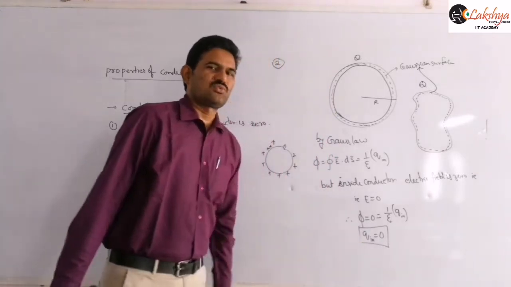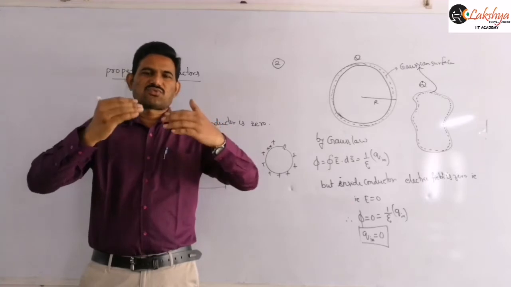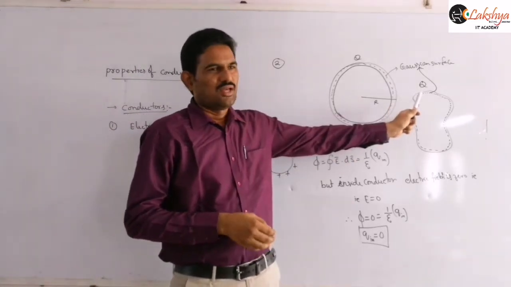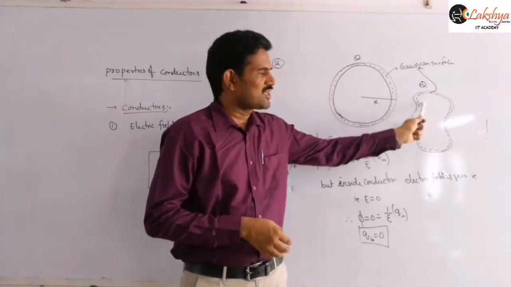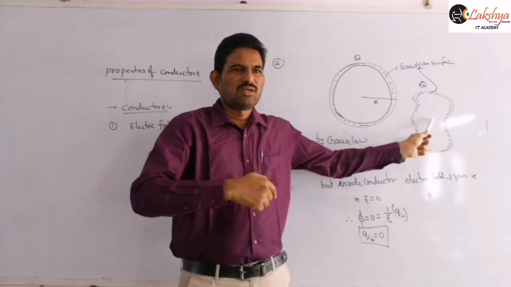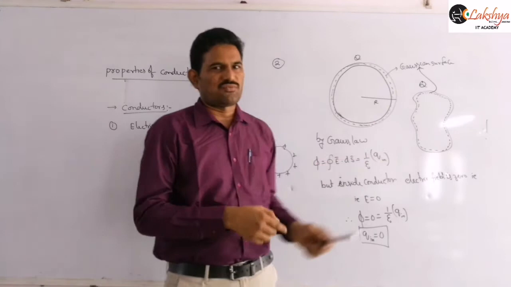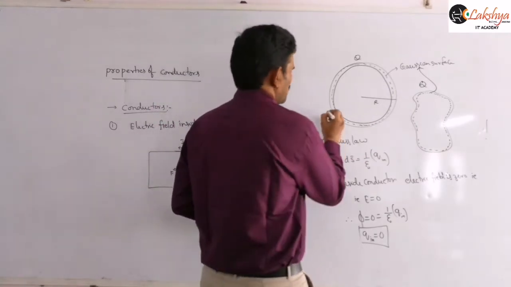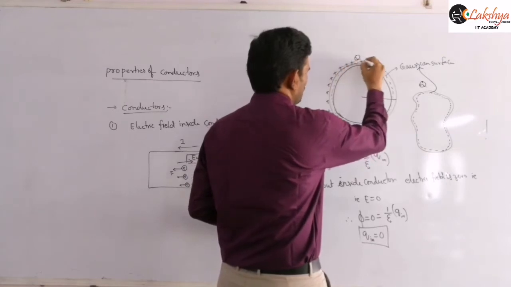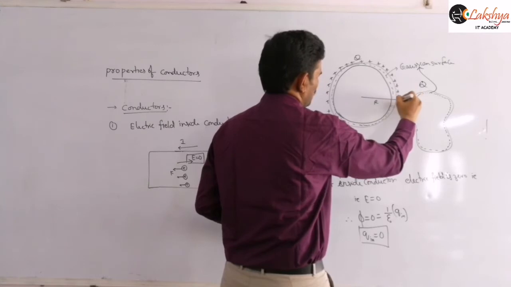Charge enclosed is 0 means where we are taking the Gaussian surface, just below the boundary of this object or just below the surface. That means inside this Gaussian surface there is no charge. So inside this there is no charge, then where should the charge be? The excess charge given to this material should be distributed only on its outer surface, outside this Gaussian surface.